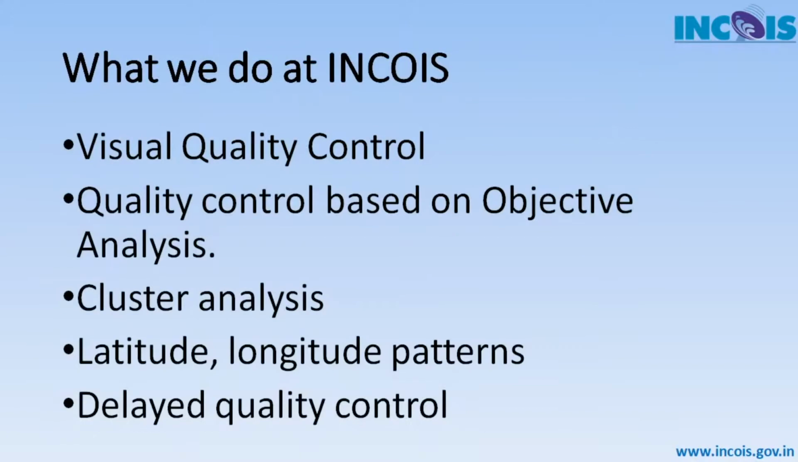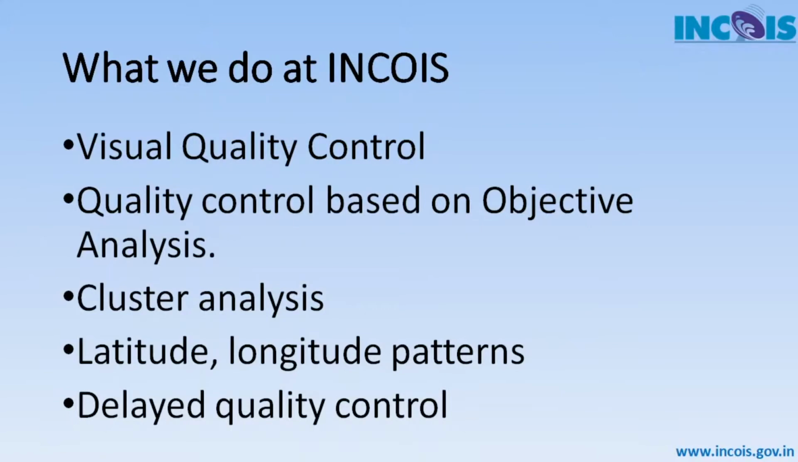So what we do at Incois is we check them for visual quality control. Experts are there, because we have been dealing with these profiles for many years, so we know the nature of our Arabian Sea and Bay of Bengal. Based on the visual quality control, we flag certain data as good or bad. And there is quality control based on objective analysis. We grid the data and see if any bullseyes are there, so that those data sets are again quality flagged and assigned a correct quality based on that.